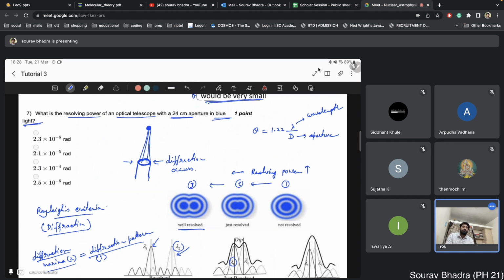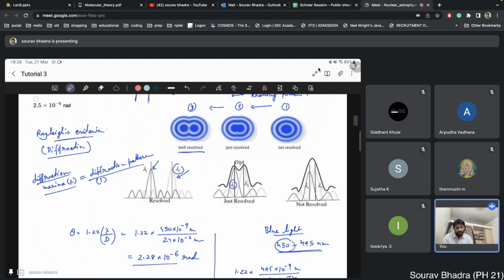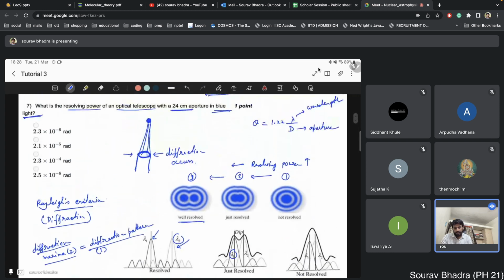For red light you have to put the lambda corresponding to the red wavelength. So our answer is 2.28 to 2.51. Now you can see that 2.5 is the limiting case. Because 2.3 is between 2.28 and 2.51, it is a safe option to mark the value which is in the range. 2.5 will be the extreme high value, so I will not mark that.